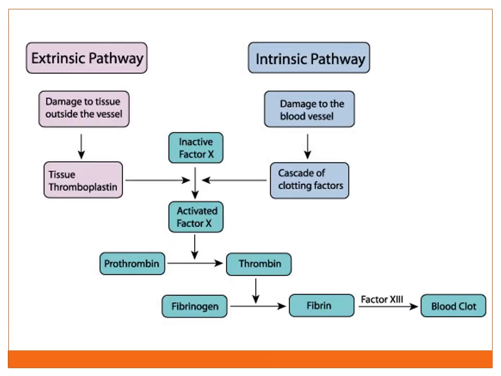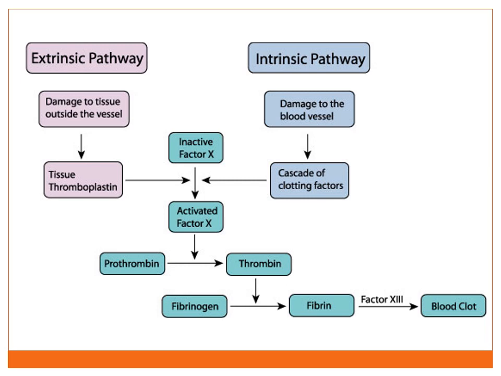There are two different pathways that can occur, ultimately with the result of creating a blood clot. There's the extrinsic pathway and the intrinsic pathway. The extrinsic pathway is initiated when there's damage to tissue that's outside of the blood vessel, and these damaged tissue cells will release tissue factor, or what's called thromboplastin, that will then leak into the blood vessel, and that thromboplastin will start to activate coagulation factors that are in the plasma of the blood.